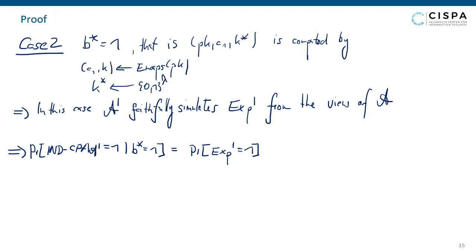Okay, now we're almost done. Now we know the winning probability of A prime conditioned on B asterisk equals 0 and on B asterisk equals 1. But because I need some space, I'll go to the next slide.